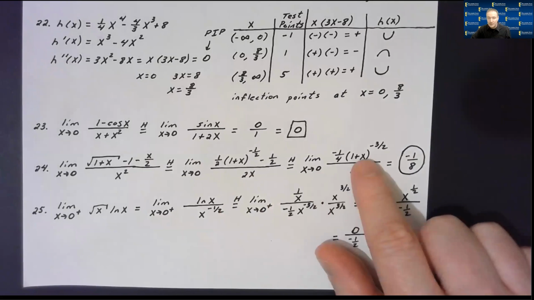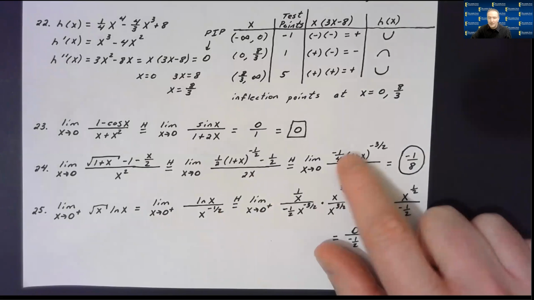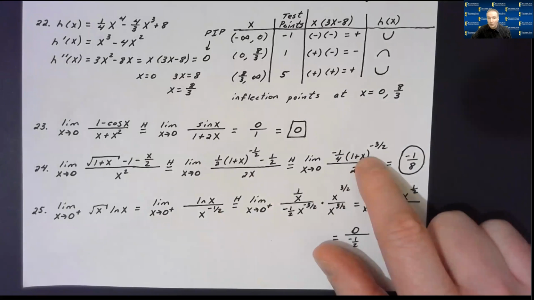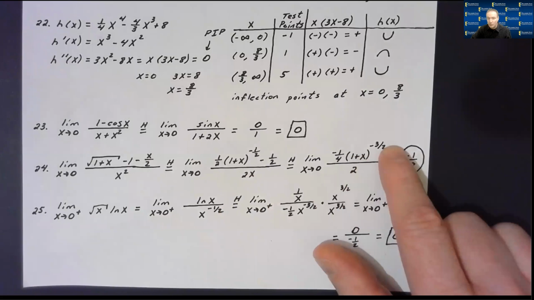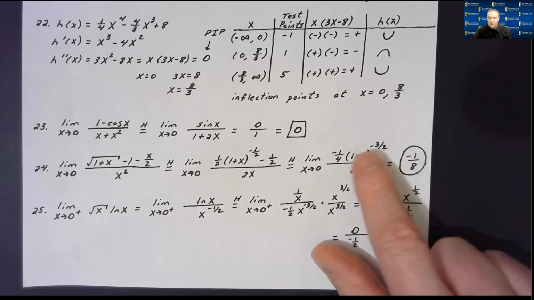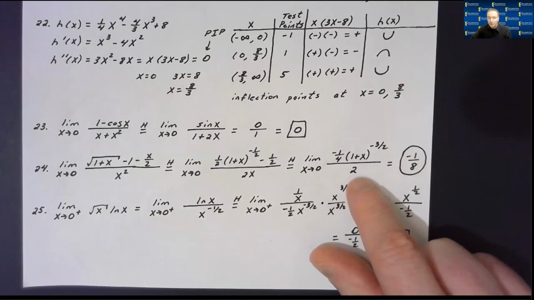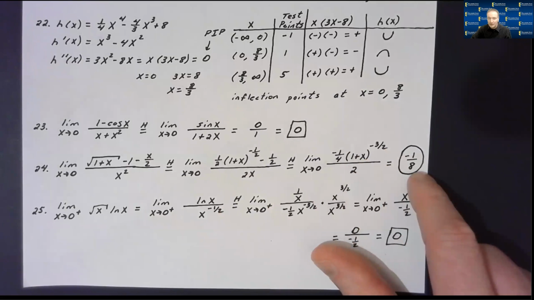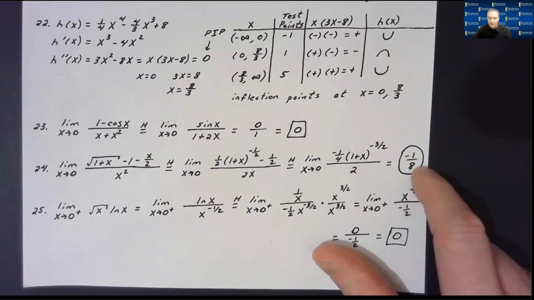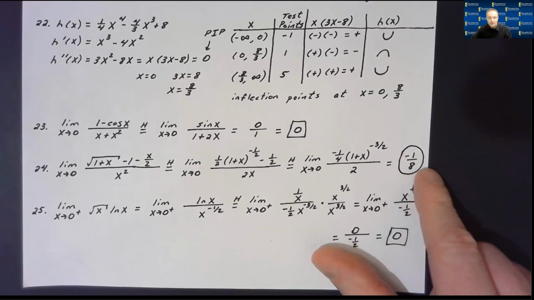So I plug in the 0. In your numerator, you're going to have negative 1/4 times 1. Doesn't matter what power 1 is to, it's still a 1. So negative 1/4 times 1, that's negative 1/4. Negative 1/4 divided by 2 is negative 1 over 8. And if you get that answer, you'd be doing great.